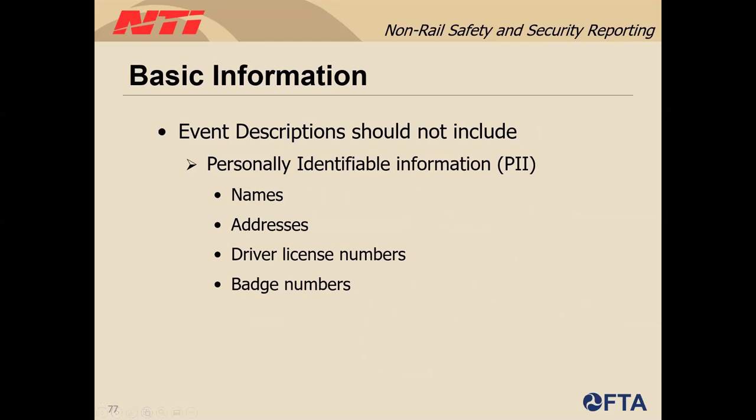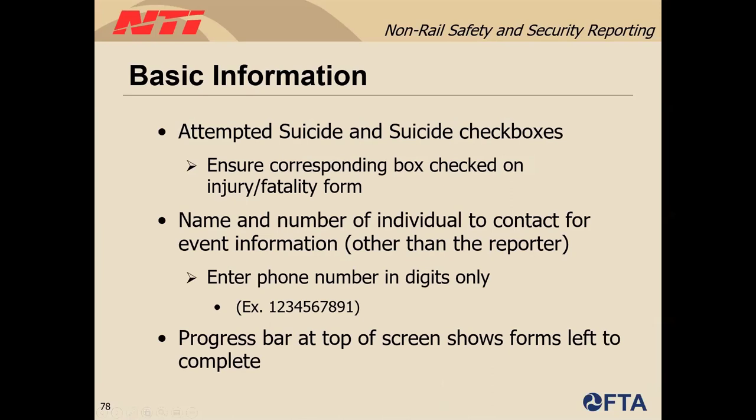You may have noticed the event description did not include any personally identifiable information such as names, addresses, badge or driver's license numbers, and so on. However, do continue to include ages and genders. This helps us validate your reports. The basic information screen now includes attempted suicide and suicide checkboxes when the event type is a collision. This is corroborated by the same checkbox on the injury or fatality form.